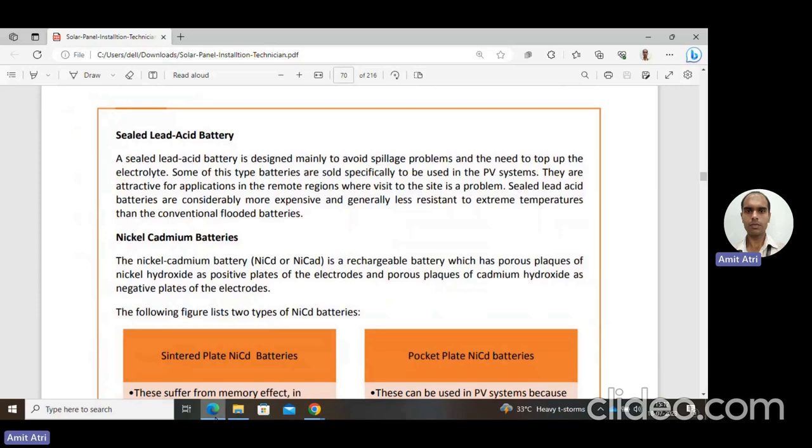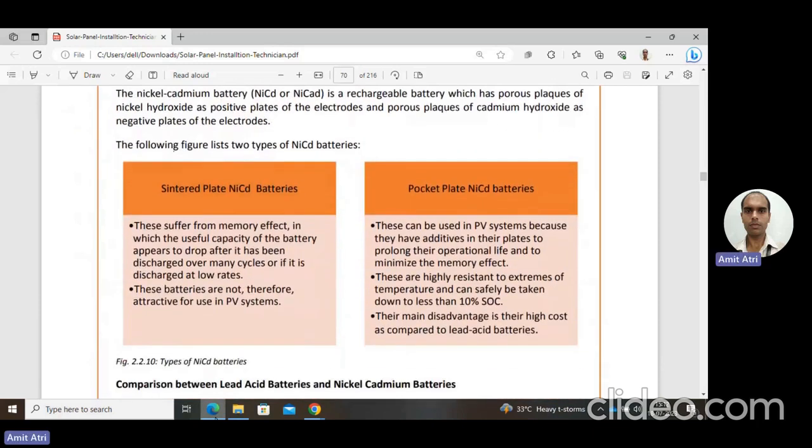Now the last one, the nickel cadmium battery. That is a rechargeable battery and has porous plaques of nickel hydroxide as the positive plates of the electrode and porous plaques of cadmium hydroxide as the negative plates of the electrode. So that is where the name nickel cadmium comes from. The positive electrode is nickel hydroxide, the negative is cadmium hydroxide. There are two types of nickel cadmium batteries: the sintered plate nickel cadmium battery, and the second one is the pocket plate nickel cadmium battery.